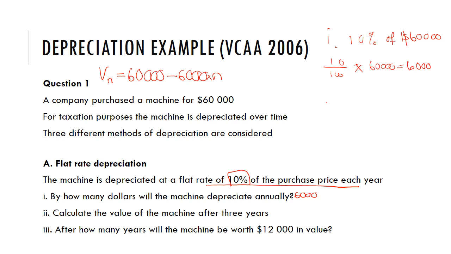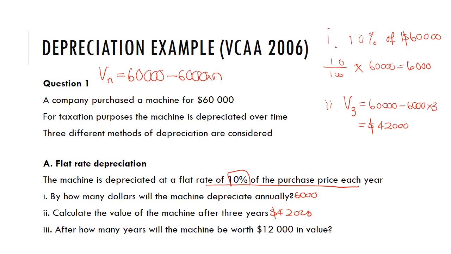So for part 2, we're being asked to calculate the value after 3 years, so we want V3. To get that we're doing 60,000 minus 6,000 times 3, and when we calculate that we end up with $42,000. So our value after 3 years is $42,000.